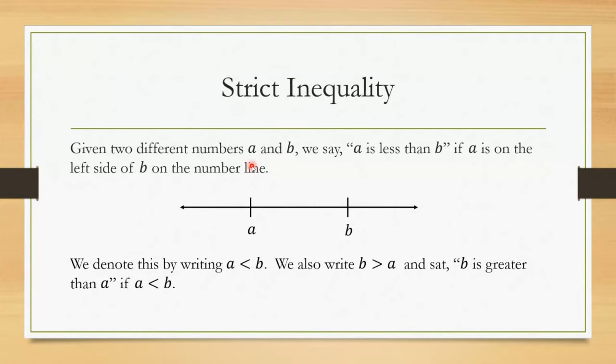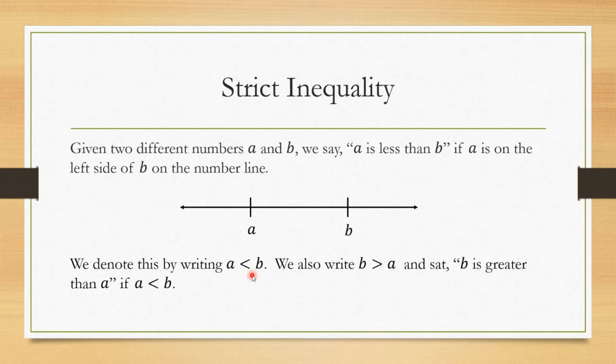In other words, well, before we get to that, let me just define what inequalities are, which involves the real number line. If you have two different numbers, A and B, where A is on the left side of B on the number line, we say A is less than B. The idea is the further to the left you are on the number line, the smaller you are.